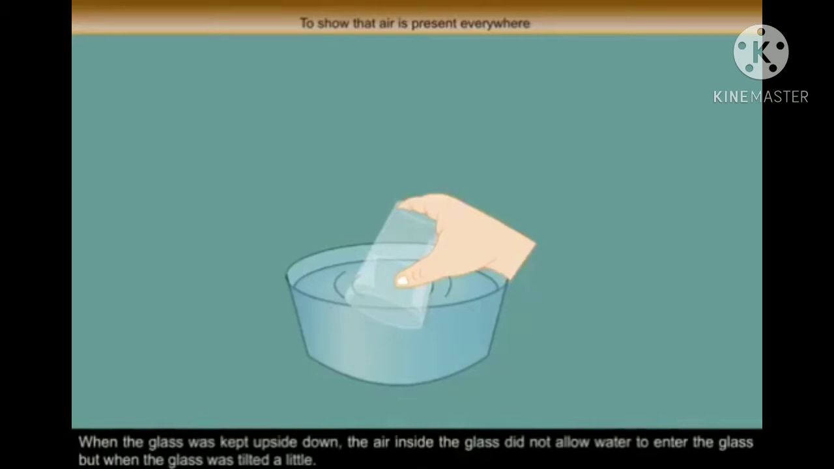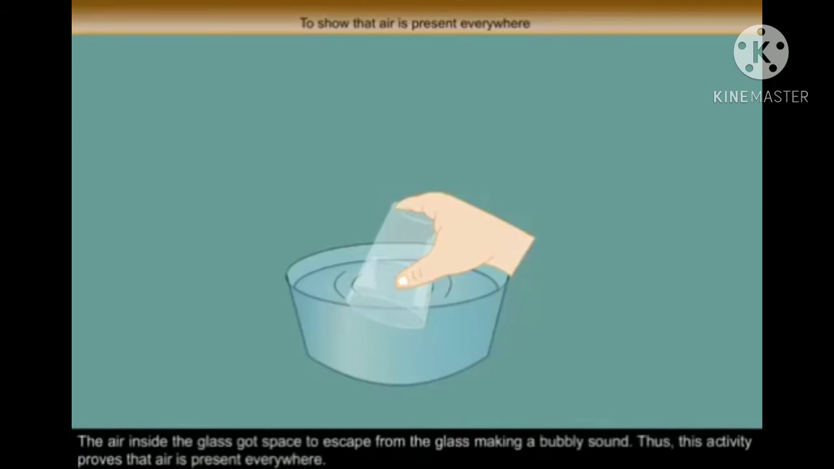When the glass was kept upside down, even though the glass is empty, the air is present inside the glass. That air did not allow the water to enter the glass. Also, the air can't escape outside. When the glass was tilted a little, the air inside the glass got space to escape from the glass, making a bubbly sound. Air escaped in the form of bubbles.